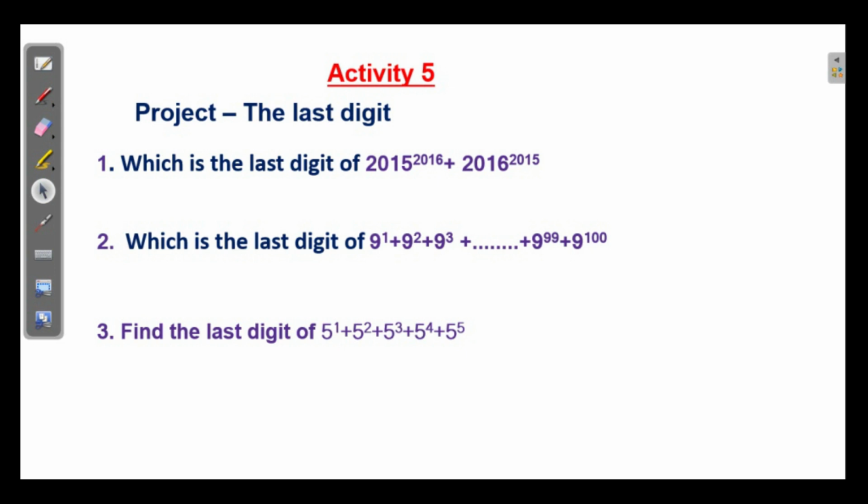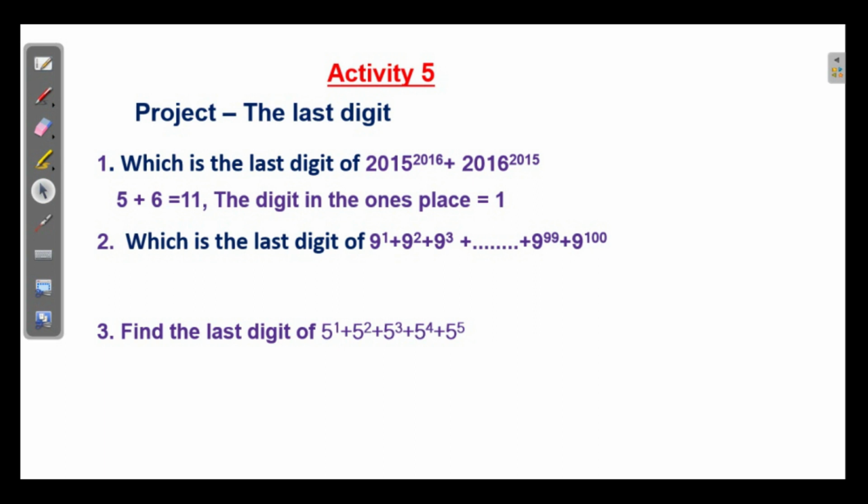See that video and do it yourself in your own way. Then answer the question. Which is the last digit of 2015 power 2016 plus 2016 raised to 2015. We have seen in that project that for any power of a number ending in 5, the last digit is 5. And in the case of 6, the last digit is 6.